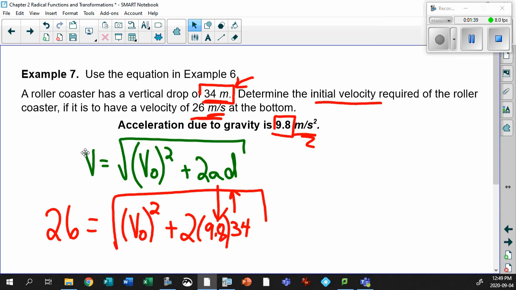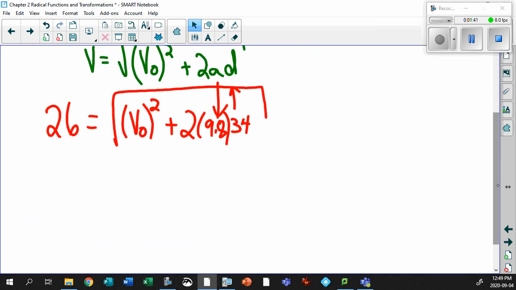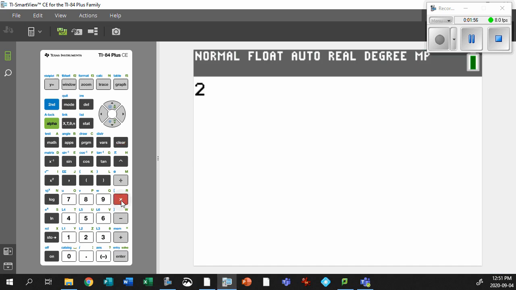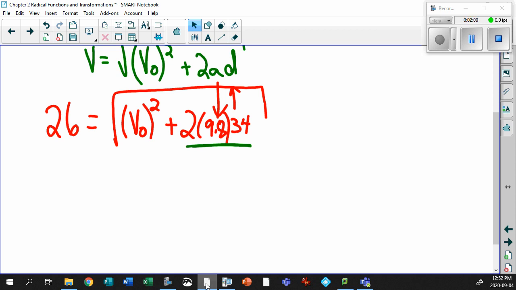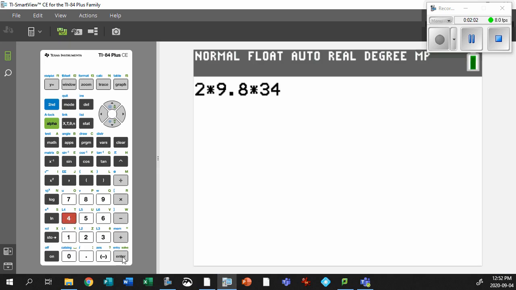All right, let's go out and solve this. Not a big deal. Start throwing stuff in your calculator and start cleaning this up. First thing I'm going to throw in there is this: 2 times 9.8 times 34. Let's see what that number is. 2 times 9.8 times, what was it again? 34 equals 666.4.